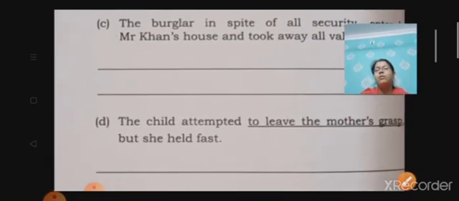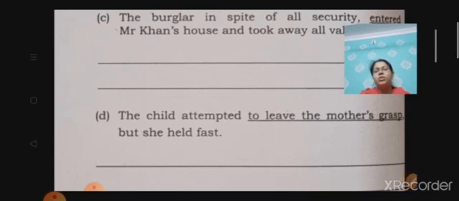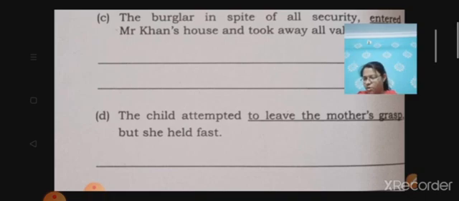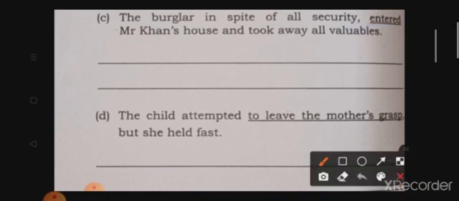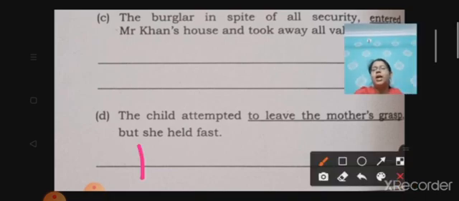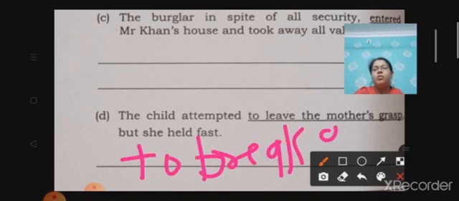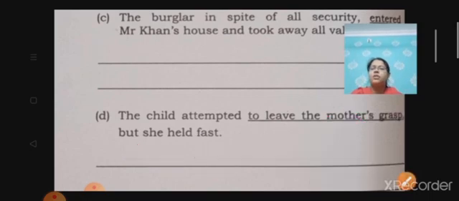Let's see the next one. The child attempted to leave the mother's grasp but she held fast. That means the child was trying to get away from her hold. So यहाँ पे आप लिख सकते हो: The child attempted to break open the mother's grasp but she held fast.